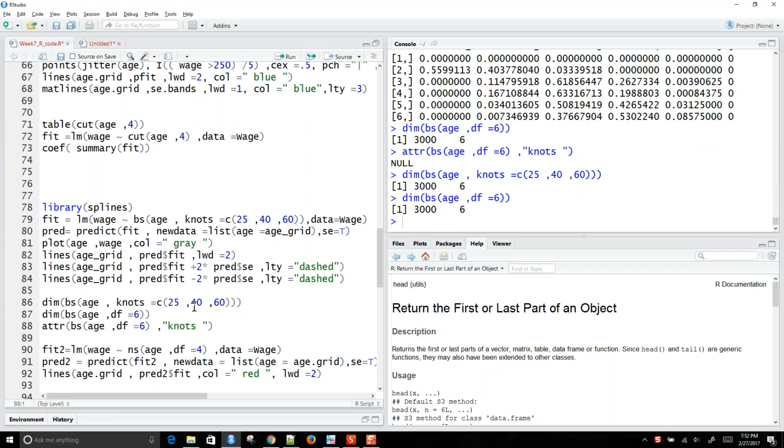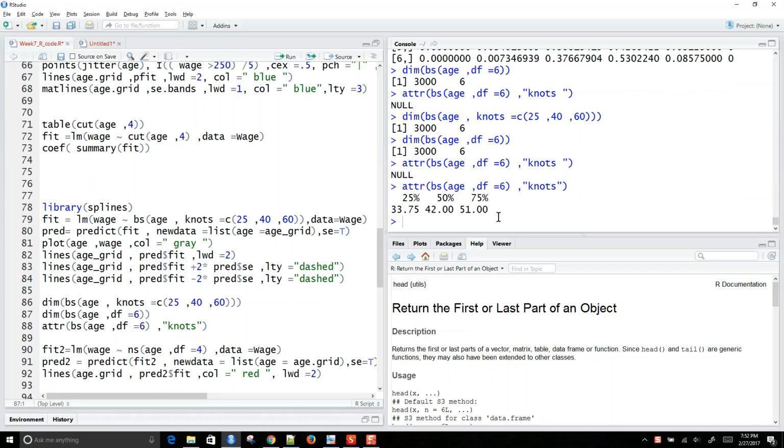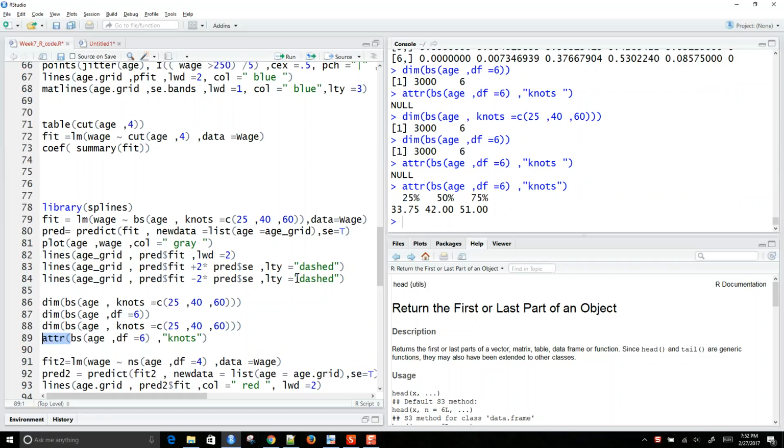We can ask where it puts the knots here, and it'll put the knots where we specified them. I'm sure of it, but I'll just double check. No, not dim. Yeah.